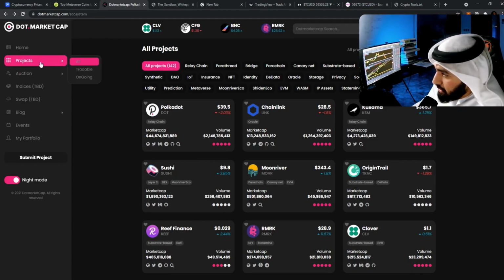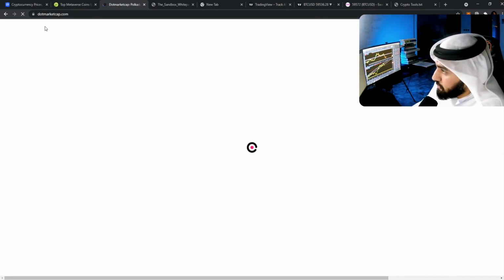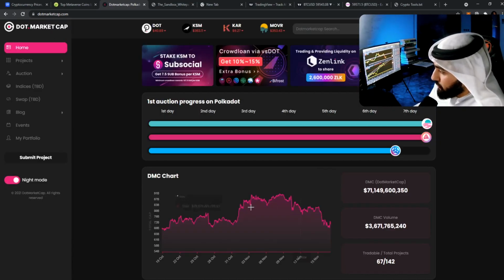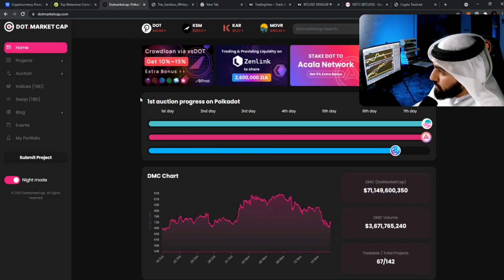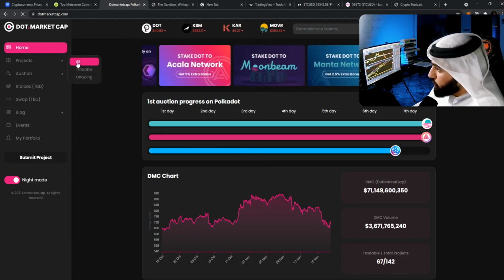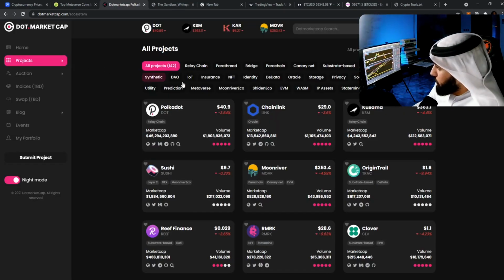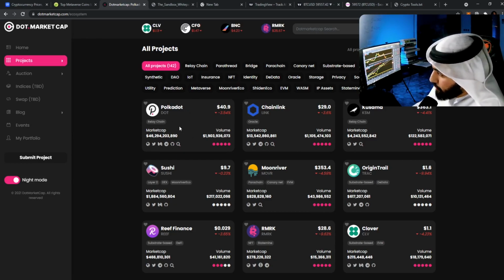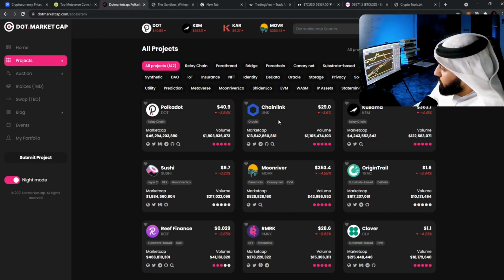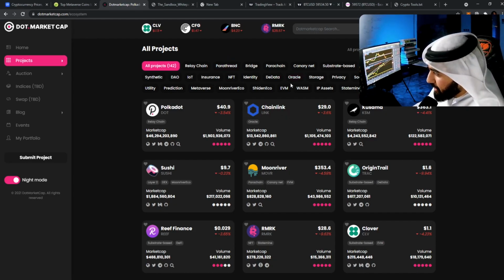So if you go to .marketcap, you can see projects. This is home. Let me start from the beginning. You go to .marketcap. This is home. This is what you're gonna see initially. So once you see this, you go to projects. You go to all, and once it loads, there are categories here. So these categories basically show you the coins or the projects that are in the Polkadot ecosystem that have the potential even for 1000x, 2000x, 1 millionx or whatever x. 1 millionx, that's too much, but you get the point, right?